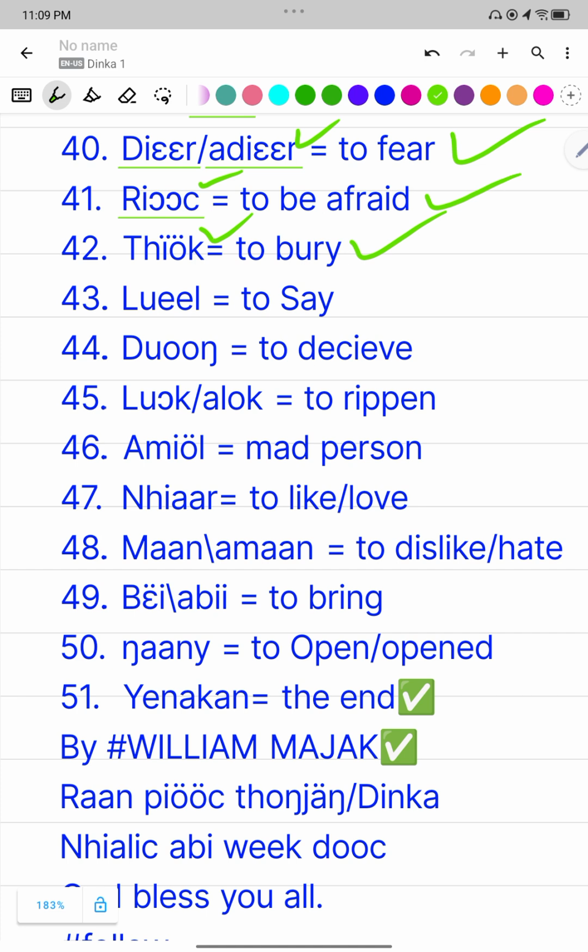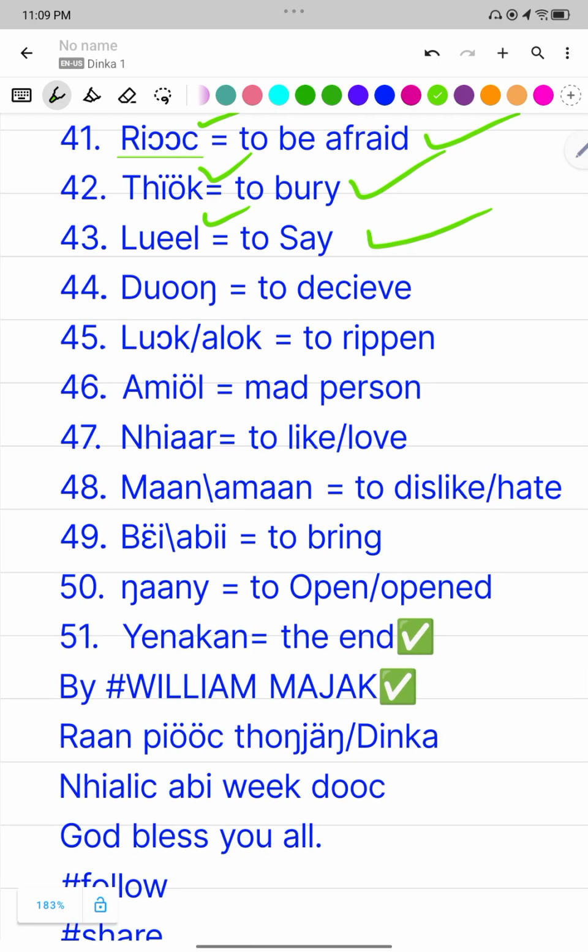Number 43. Luel. Luel means to say. Yekudu luelda? What are you saying? Luel, to say, in Dinka. It's very common. You meet someone on the way and you hear them talking: Yekudu luelda, meaning, what are you saying?